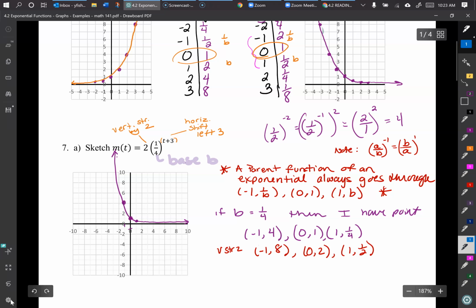But the final one is my horizontal shift left 3. So I'm going to subtract 3 from every x value. So I get negative 4, 8. Negative 3, 2, and negative 2, 1/2. And then just go ahead and plot those on here, and you'll see how it looks. Kind of just pay attention to how that stretch affected things. The shift's pretty easy to tell, but stretches are harder.